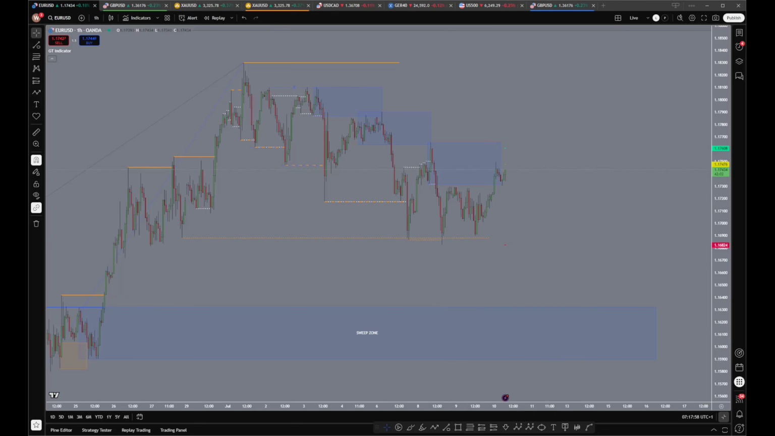Obviously we're going to have quite a lot of inducement below these lows now. Got some equal lows here to target. So there's going to be a lot of people stopped below here. So more reason to move down. But we just need to see what happens if we break this high or not.